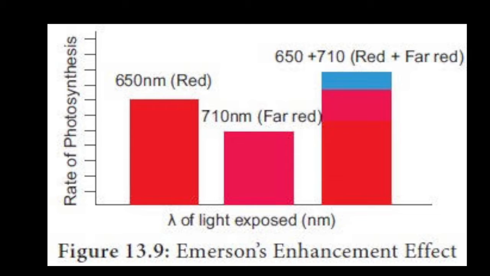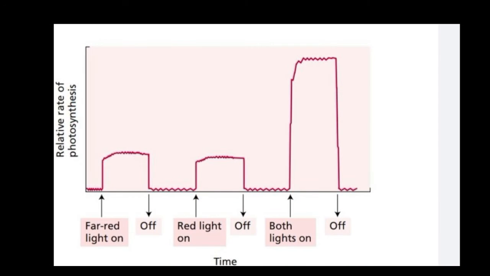When 650 nanometer light is supplied, the rate of photosynthesis is more, and then when 710 nanometer far red light is supplied, the rate of photosynthesis decreases. So there is a reduction in the rate of photosynthesis. This is known as red drop. The Emerson enhancement effect, the second effect, is also shown here, but we will study this diagram.